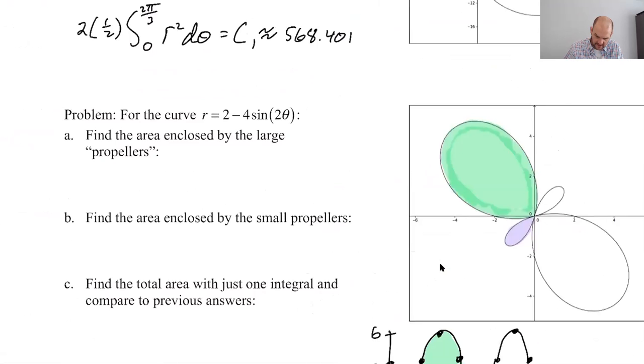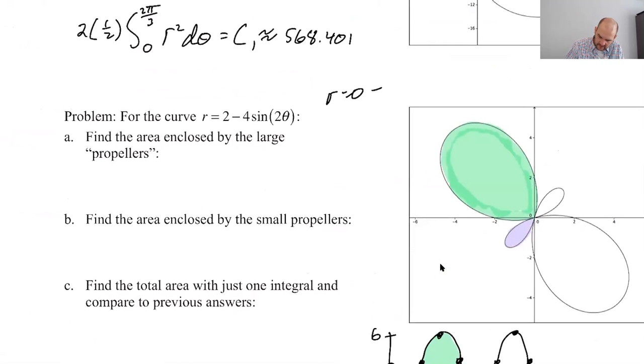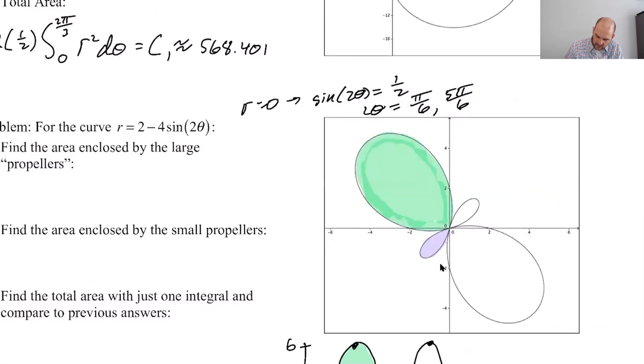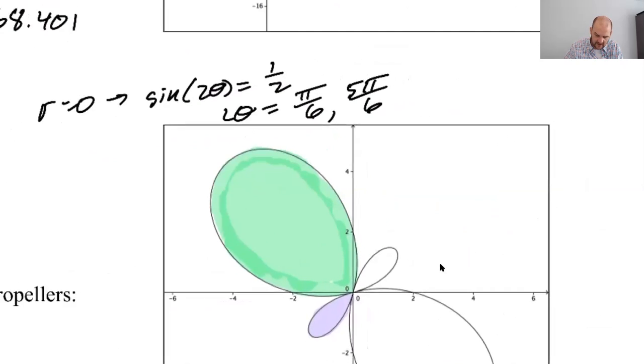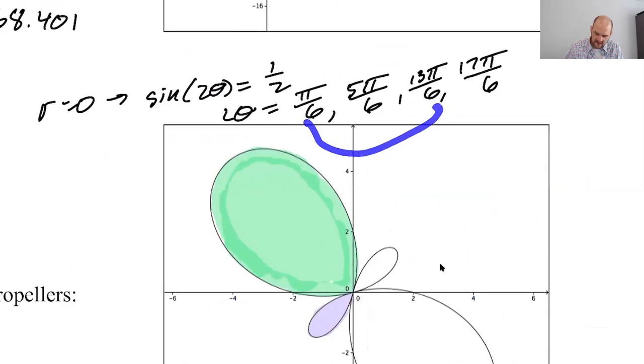I need the zeros. So if r equals 0, then sine of 2 theta is going to be 1/2. So 2 theta is pi over 6, 5 pi over 6. I want to keep going because theta is between 0 and 2 pi, so I need to go to like 4 pi so that I can divide them by 2 and get them back in. So 13 pi over 6, and then 17 pi over 6. I just added 2 pi, in the form of 12 pi over 6, to each of these.